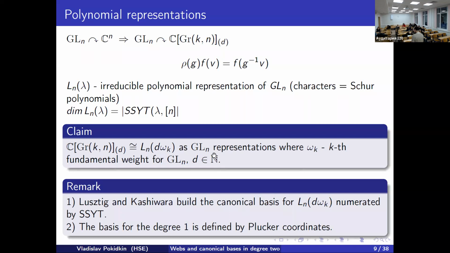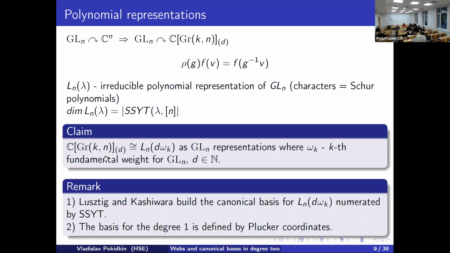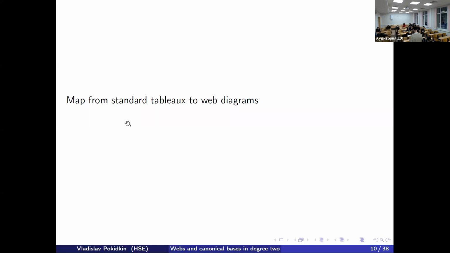So we have understood that there is an isomorphism between a graded component of the coordinate ring of the Grassmannian and the representations. And we know that these representations are generated by some standard tableaux. Chris Fraser has built a map from standard tableaux to web diagrams, and also he extended this map from semistandard tableaux to web diagrams. So let's discuss this.